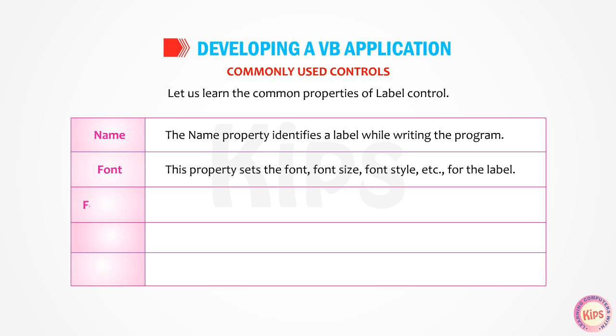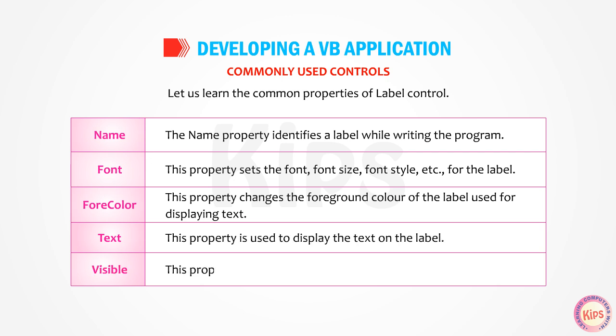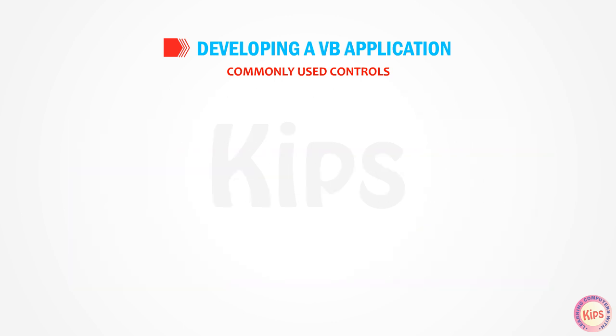Font. This property sets the font, font size, font style, etc. for the label. Fore color. This property changes the foreground color of the label used for displaying the text. Text. This property is used to display the text on the label. Visible. This property determines whether the control is visible or hidden.